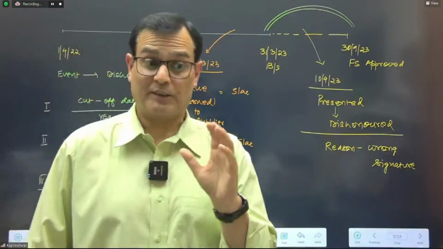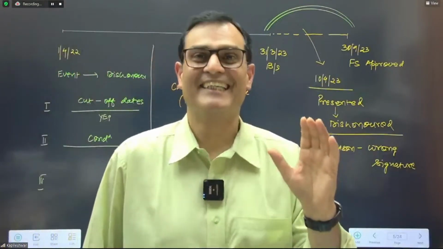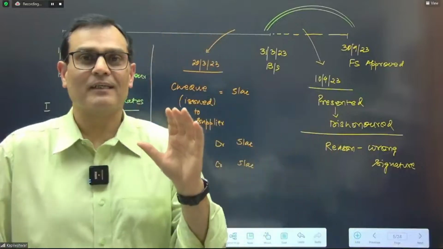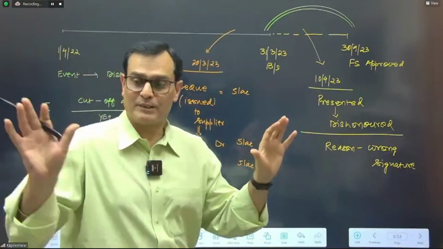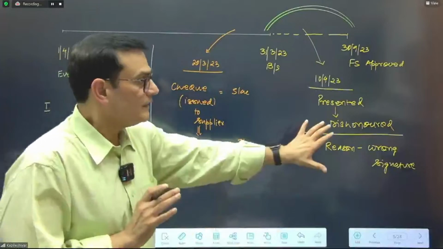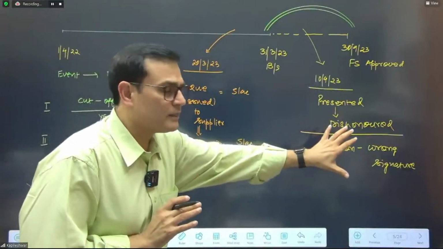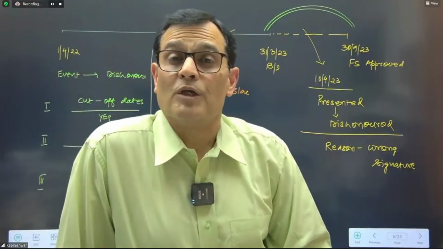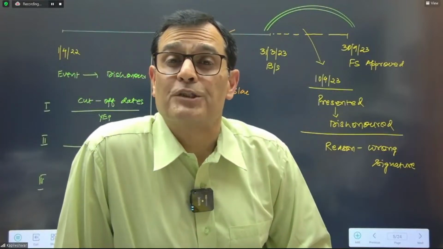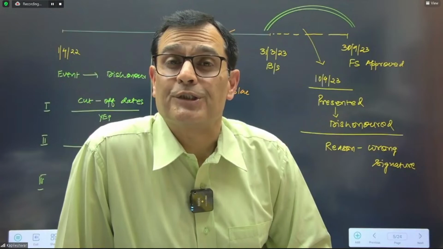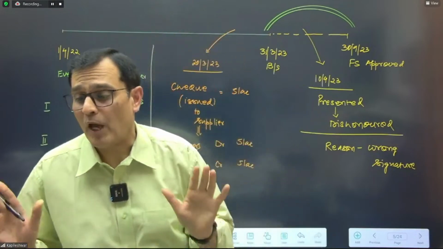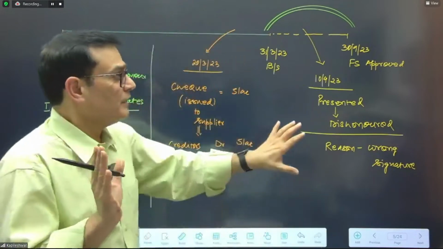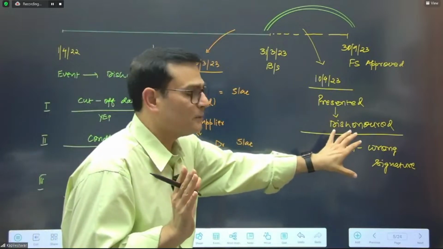But issue of check is not a condition. Now let me ask everybody. The check got dishonored because the signature is wrong. Was the wrong signature present on the balance sheet date? The question is fairly simple. Was the wrong signature present on the balance sheet date?